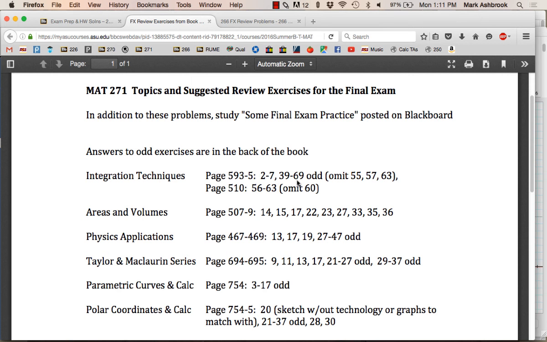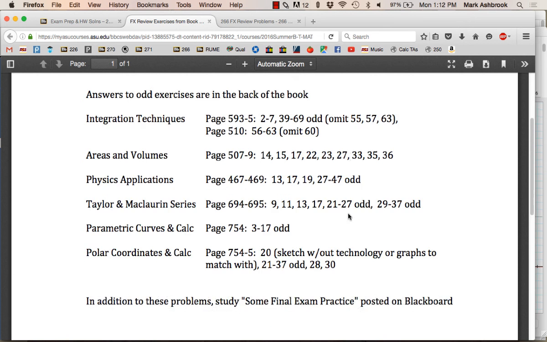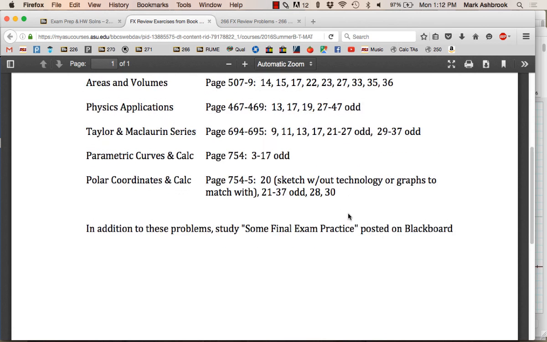All right, this is a big chunk. Maybe parametric and polar, maybe 1/3 to half of the exam, okay? And then the other half, or 2/3, physics applications, areas and volumes, integration techniques. But parametric and polar stuff is weighted more heavily because we didn't have an hour exam on it. Okay, so all those problems are really helpful to get ready.